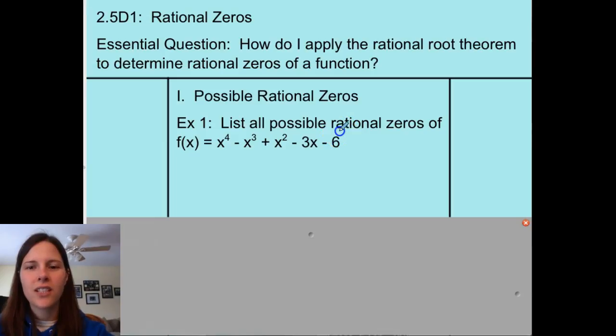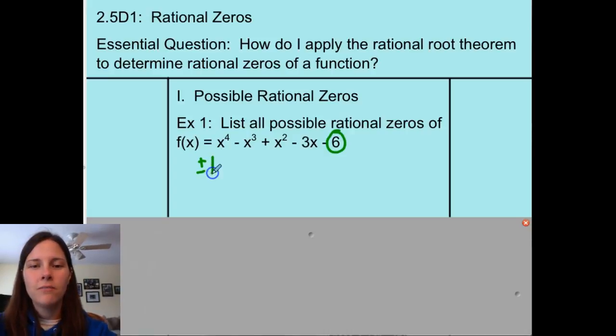So our essential question is determining how to apply the rational root theorem in order to find zeros of a function. Starting off with just an example of listing all possible zeros. We start with the factors of q, which in this case is 6, the constant. Positive or negative, because to multiply to 6 or negative 6, you could have a positive 1 times negative 6 or a negative 1 times positive 6. If the 6 were positive, you could have both values being negative.